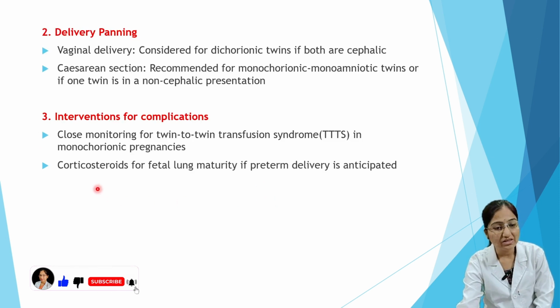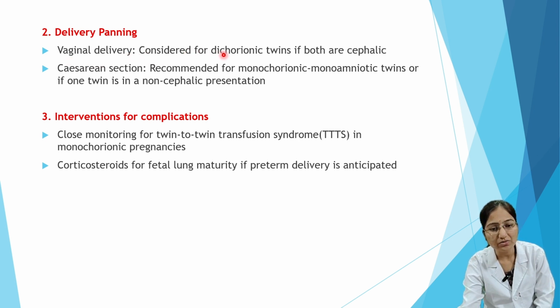Okay, next we'll see the delivery planning. Vaginal delivery is considered for dichorionic twins. If both are cephalic in presentation, at that time we can go for vaginal delivery. And then cesarean section is recommended for monoamniotic twins, or if one twin is in a non-cephalic presentation.